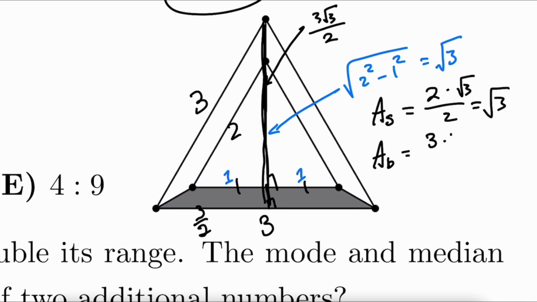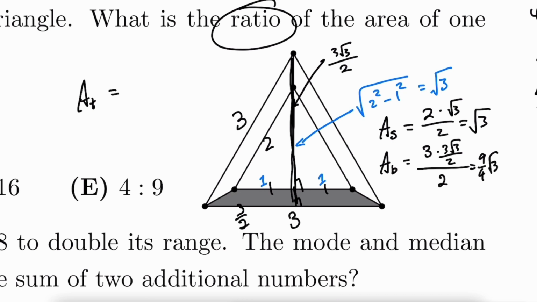If you don't know how this is done, you can ask me in the comment section. 3 root 3 over 2 divided by 2, so that is going to be 9/4 square root of 3. Now we want to find the area of one trapezoid, which is 9/4 square root of 3 minus square root of 3, divided by 3, because this area over here is the area of 3 trapezoids, divided by 3, that is going to be 5/4 square root of 3 over 3, which is 5 over 12 square root of 3.